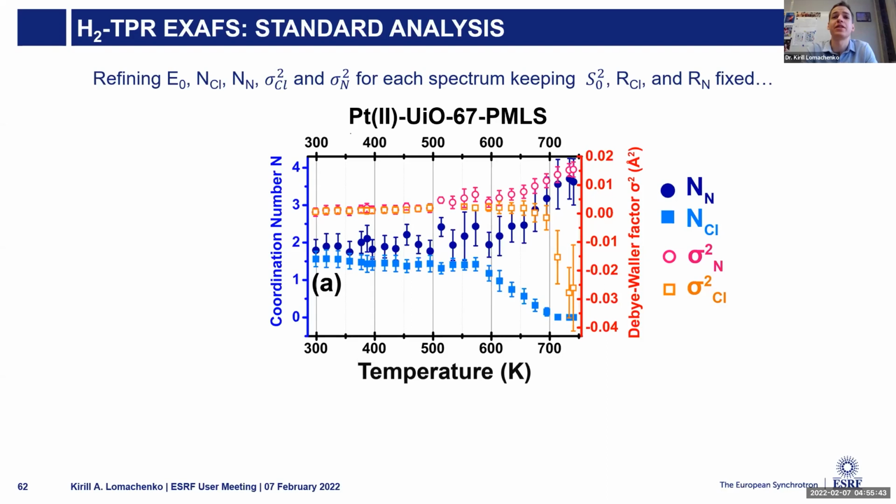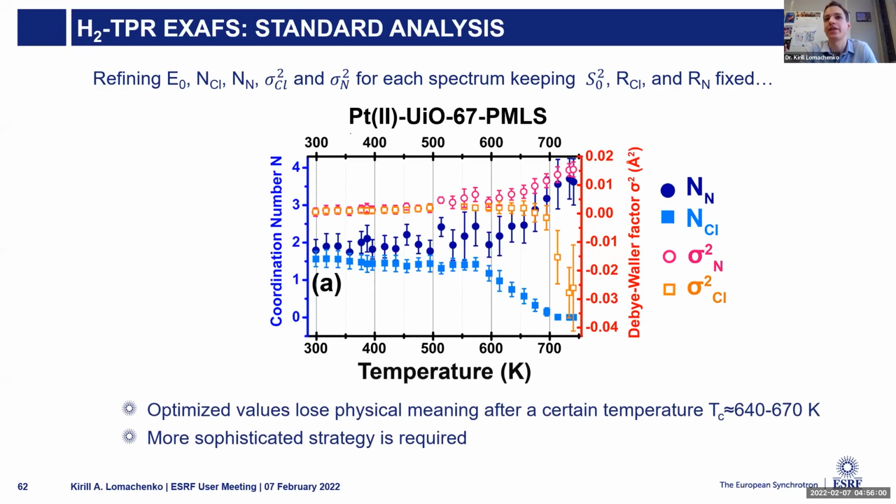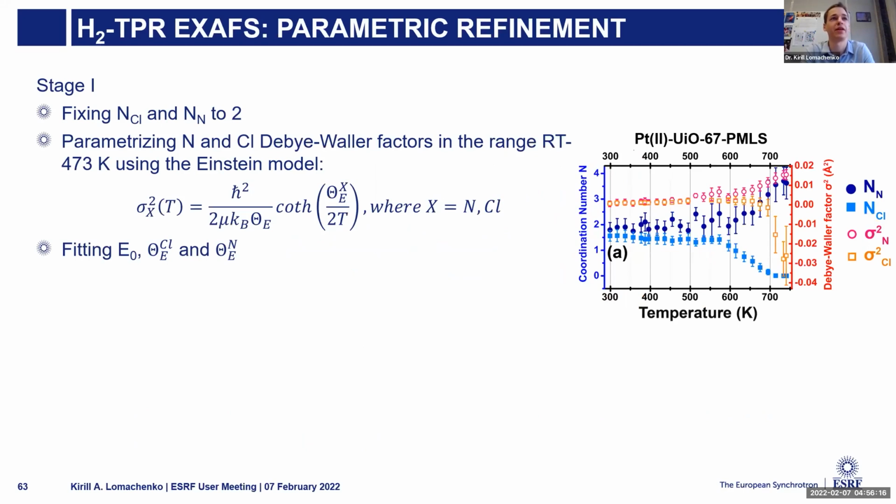So that means that, of course, all those things do not happen in reality. We don't have more nitrogens. We don't have a negative sigma squared. In reality, what happens is our fit becomes unstable. So we lose the physical meaning, and that's another criterion. Apart from the R factor, the important criterion of the goodness of an XAS fit is the physical meaning, whether it makes sense actually. And here it definitely does not make sense. So we should do something more sophisticated.